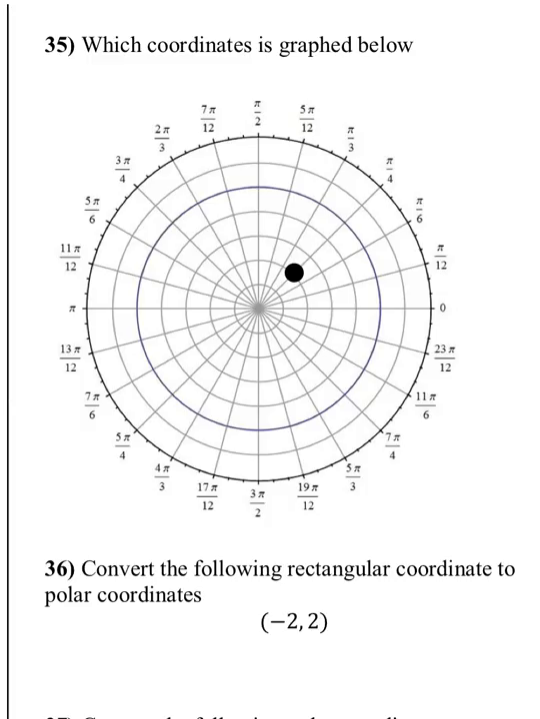Okay, so in problem 35, we want to know what coordinate is graphed here. This point right here is the coordinate that we're looking at, or the plot point. And so we're looking at this angle right here. This is pi over 4. So you know when you write a polar coordinate, you put the radius first and then the angle. So the radius, if we start from the center right here, we count how many rings. 1, 2. So our radius is 2, and our angle is pi over 4. Okay, so 2, comma, pi over 4 is our coordinate for this polar graph.